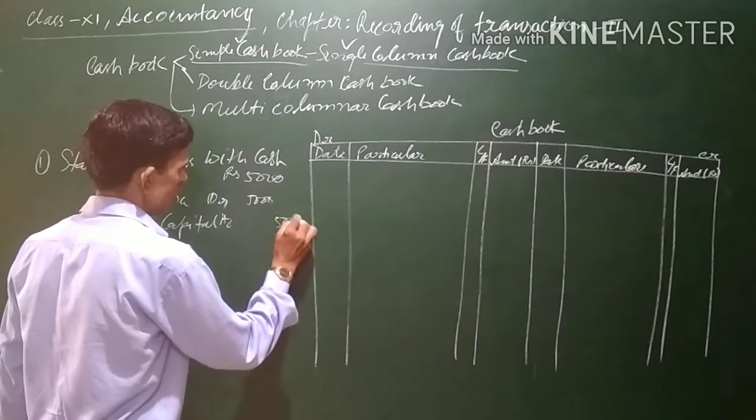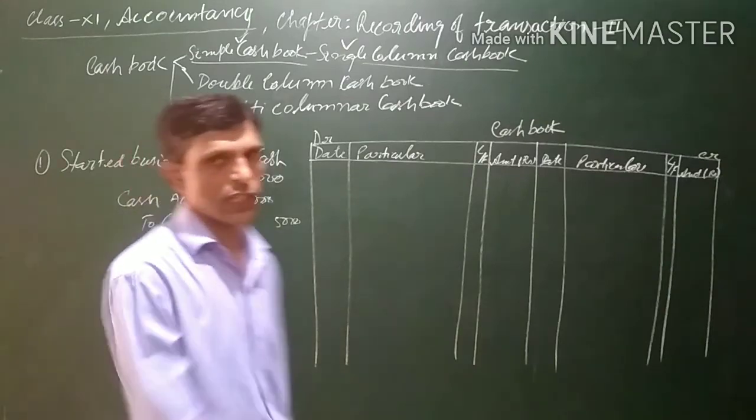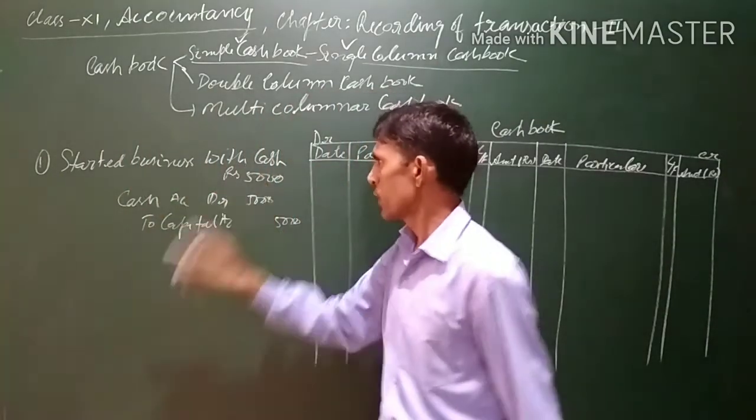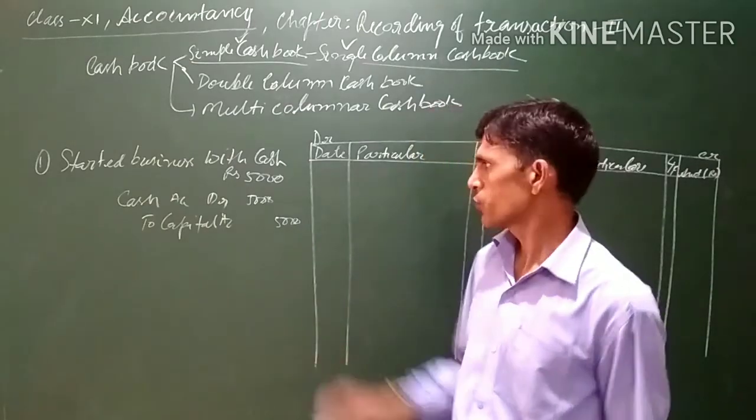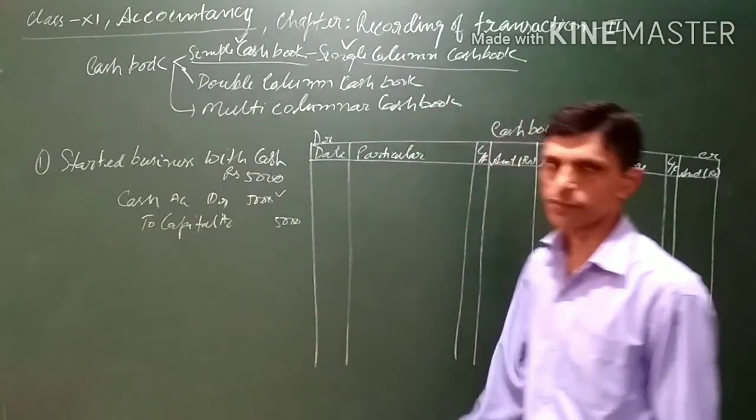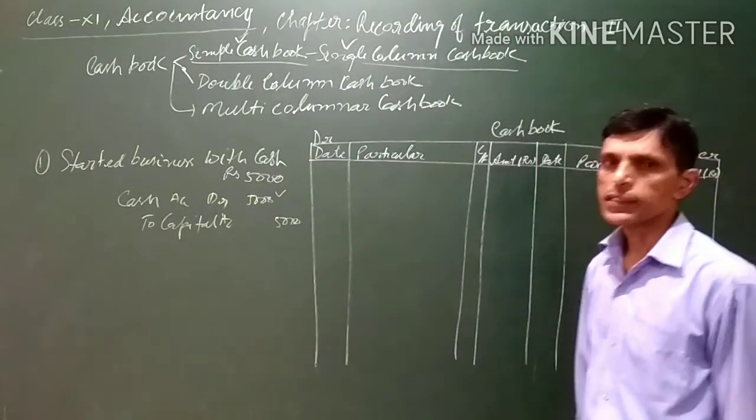This will be the general entry. If you pass the general entry for business started with cash 5,000, the entry will be cash account debit to capital account. Now see, the cash account is being debited here.